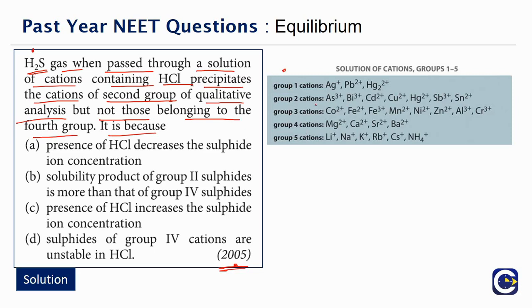Maybe in the qualitative analysis chapter we will be able to look at that. But yeah, so these are these groups. What are the first group cations? It is silver, lead and then mercury. Then we have the second group. Second group is what? Arsenic, bismuth, cadmium, copper. Then we have the third group, which is cobalt, iron. We have the fourth group, magnesium, calcium, strontium. Fifth group is the alkali metals like lithium, sodium, potassium, rubidium, cesium and ammonium ion.